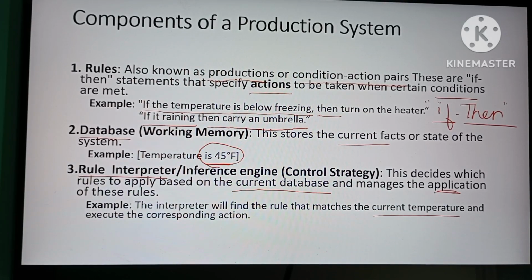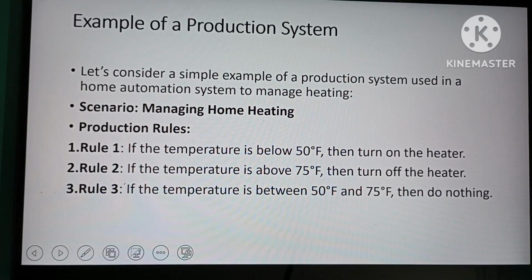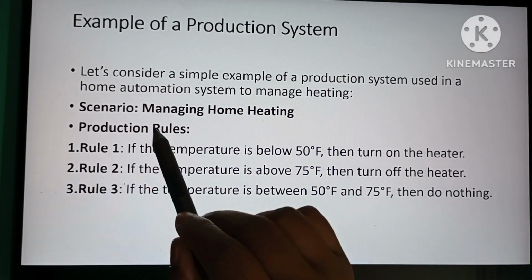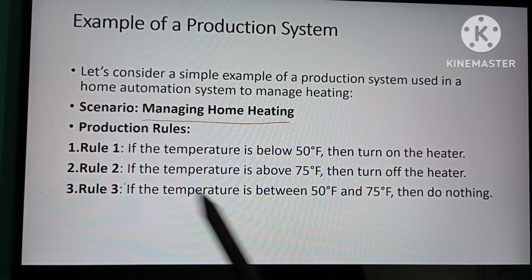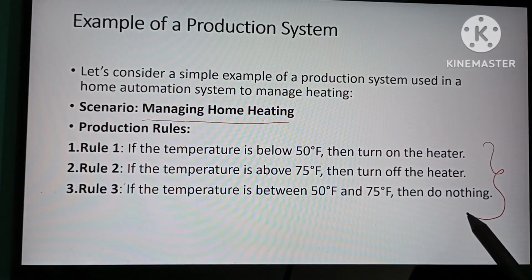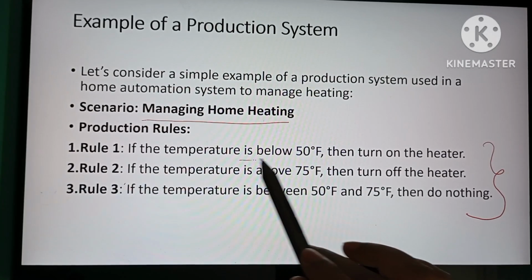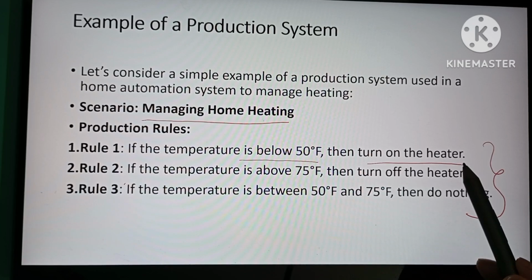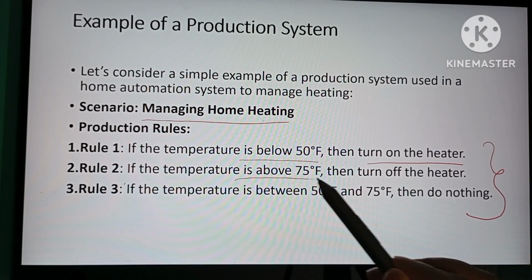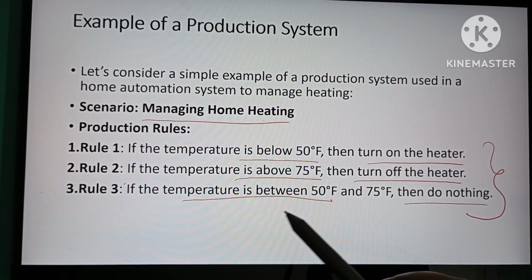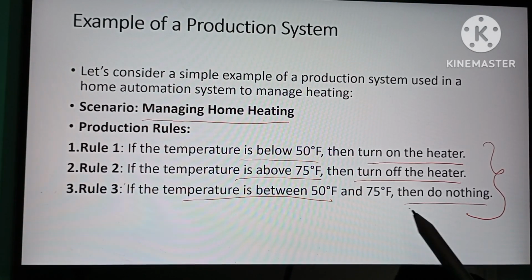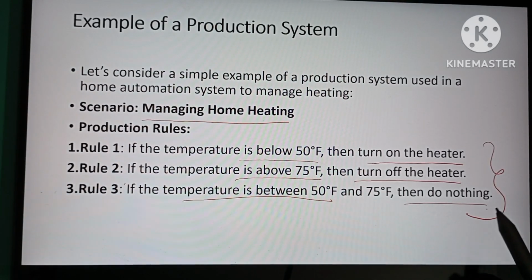Let us see an example for a much better understanding. The scenario is managing home heating. Let us put the first component, that is, the rules. There are three rules here. If the temperature is below 50, then the heater has to be turned on. If the temperature is above 75, then the heater has to be turned off. If the temperature is between 50 and 75, then the heater does nothing.